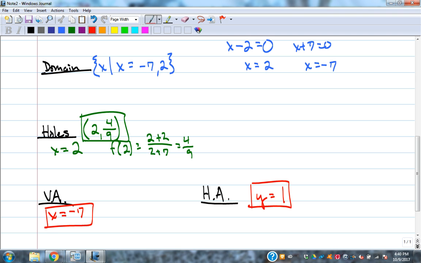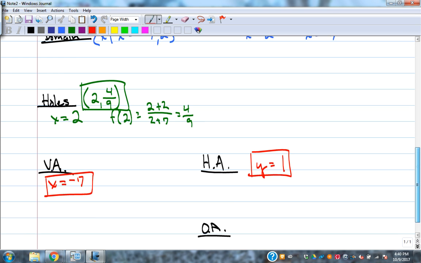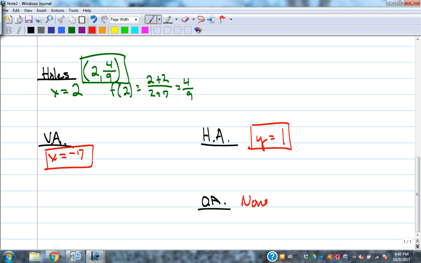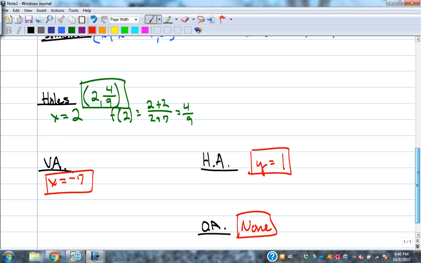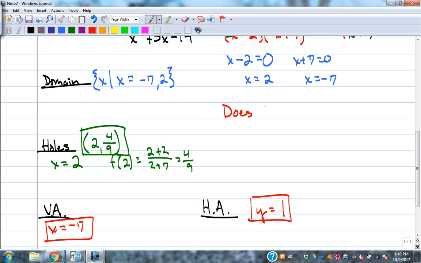So since we had a horizontal asymptote at y equals 1, what do we know about oblique asymptote? There's not one. Okay. So the last thing we want to answer here for section 5 is they ask, does the graph cross the horizontal asymptote? So I'm going to ask that question. Does f of x cross the horizontal asymptote? That's that additional question from section 5.